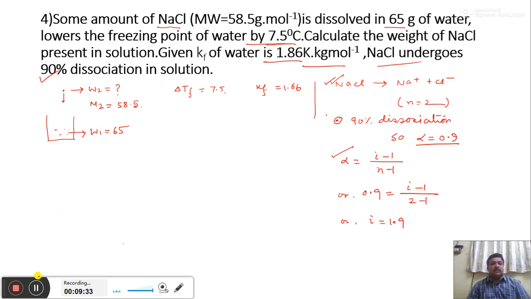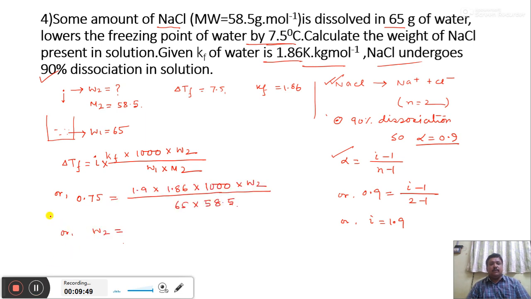Now the equation is del TF is equal to i into Kf into 1000 W2 by W1 M2. Putting the values of all the terms i, Kf, W2, W1 and M2 appropriately, we get the value of W2 is 8.199 gram. So the weight of NaCl is 8.199 gram.